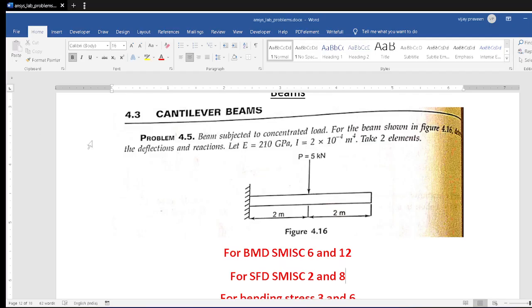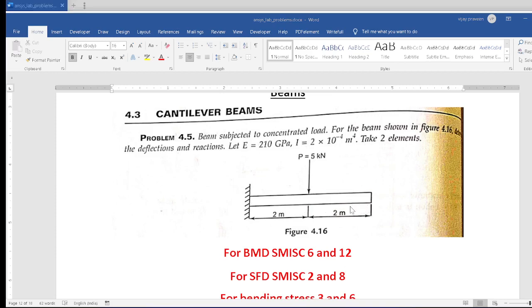So let me check, before going to that node, how many nodes we need to divide into. 2 elements means 3 nodes. Here node 1, here at the middle at the load acting point node 2, and here 3. Say node 1 is 0, 0, 0, node 2 is 2 comma 0, 0, as well as node 3 is 4 comma 0, 0.